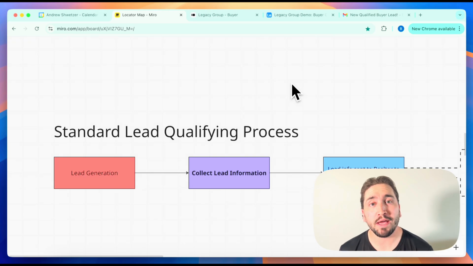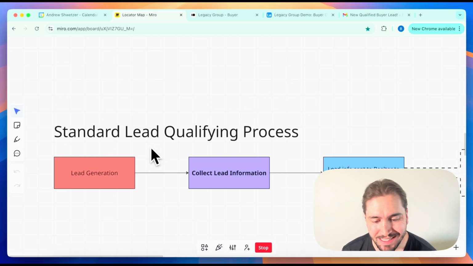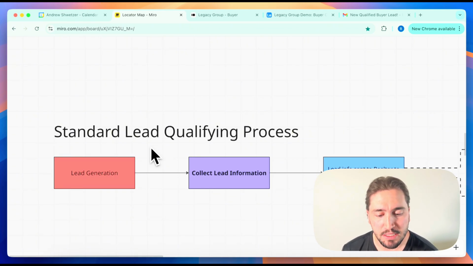But anyways, that's enough explaining. Let's hop into the demo video so you can see what it actually looks like. So let's run through a quick demo here showing how our AI lead qualifying system works. So real quick, we're going to jump into this diagram and then I'm going to show you what a real conversation with the AI actually looks like, and some of the back end stuff going on.